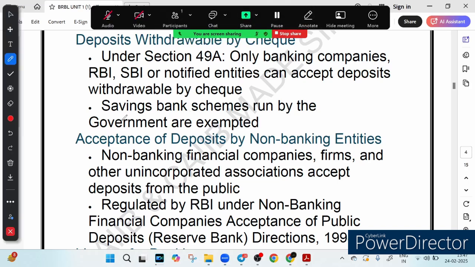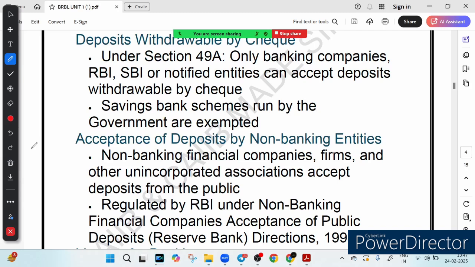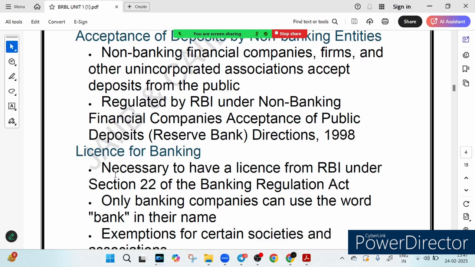Savings bank schemes run by the government are exempt. They can also do that. And did you know that non-banking entities like NBFCs, firms and other unincorporated associations can also accept deposits from the public, right? But they are regulated by the RBI and there are strict guidelines they must follow.